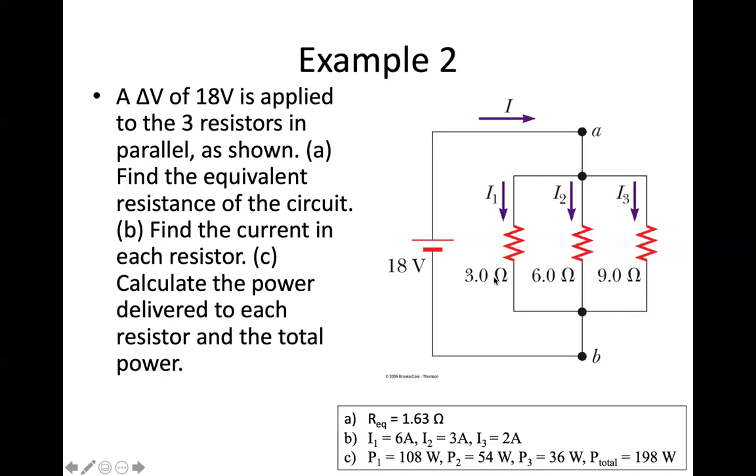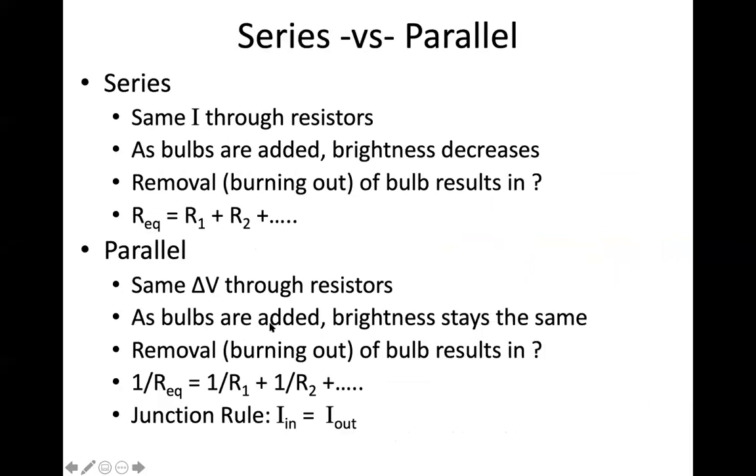Okay, so there we have it. There is the equivalent resistance, the current through each one. I didn't ask for the equivalent resistance, but it's always great to have it. And then the power through each one and the power total. So this is the first of 3 lectures that we'll do on this topic. We will continue next time looking at series and parallel.